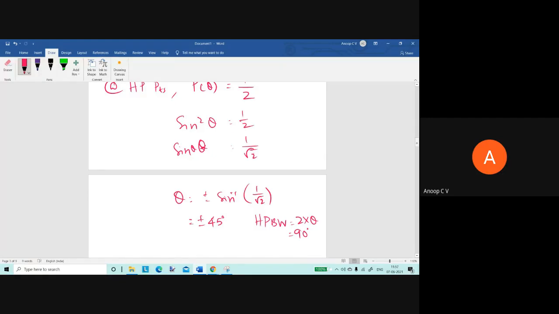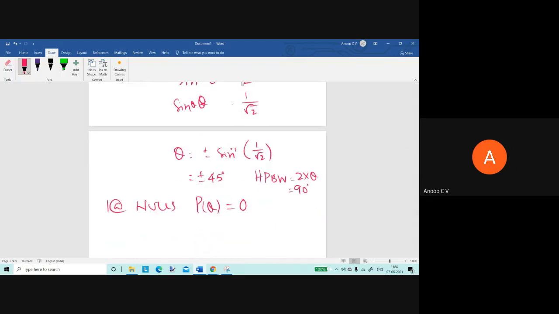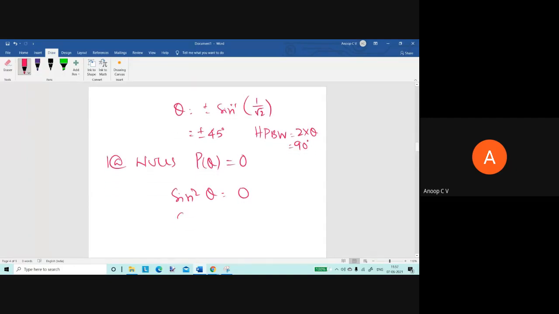So then, to find the first null beam width, at nulls, P of theta should be equal to 0. At nulls, P of theta should be equal to 0, right? And that is sine square theta equal to 0, which implies sine theta equal to 0, which implies theta is equal to plus or minus, first null will happen at 0, comma pi. Nulls will happen at 0, comma pi.